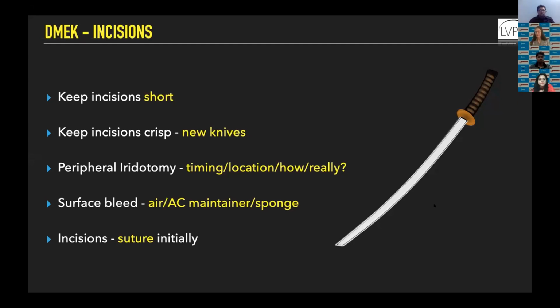Surface bleed, always make sure there's air inside the eye, or use an AC maintainer to wash out blood. Or like I showed, make a small Weck-Cel sponge bait and place it in the area that you have bleeding from.